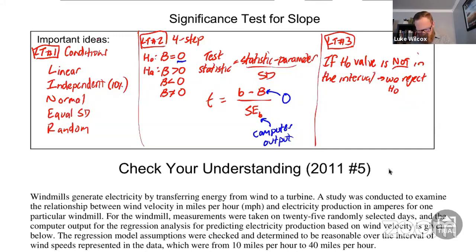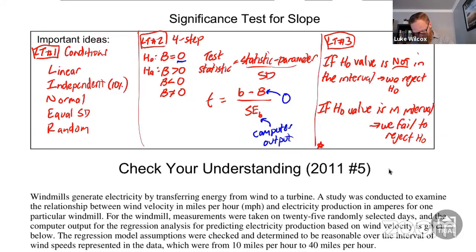Now, on the other hand, if that null hypothesis value is in the interval, well, then we think that it is a plausible value, and we fail to reject the null. And I guess I'm going to make a little point here. This is for a two-sided test, right? If you're comparing confidence intervals to significance tests, you want to make sure you're looking at two-sided tests.